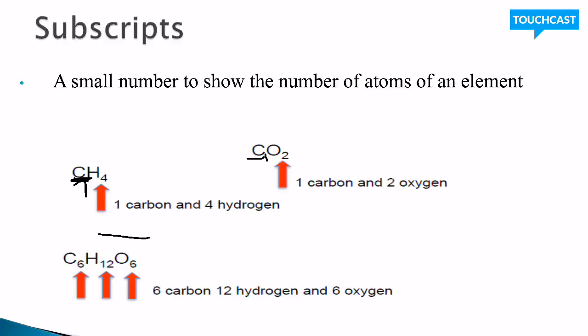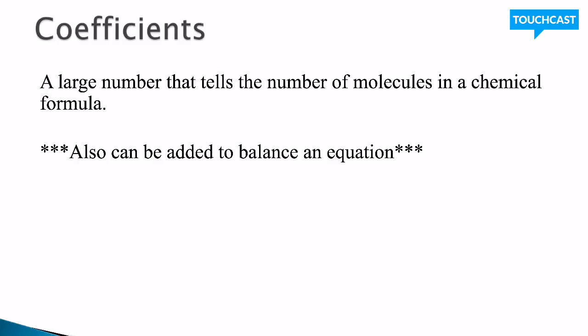And then there's that glucose formula again, written the correct way this time. It is 6 carbon, 12 hydrogen, and 6 oxygen. Lastly, we have coefficients. These are large numbers that tell the number of molecules in a chemical formula. So if you remember, I drew 2 molecules of hydrogen.